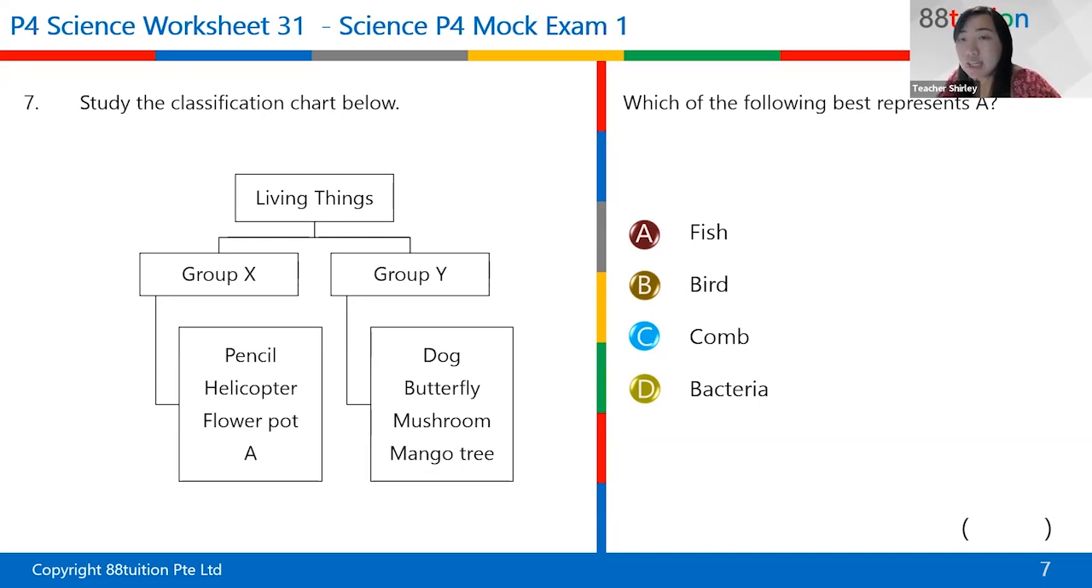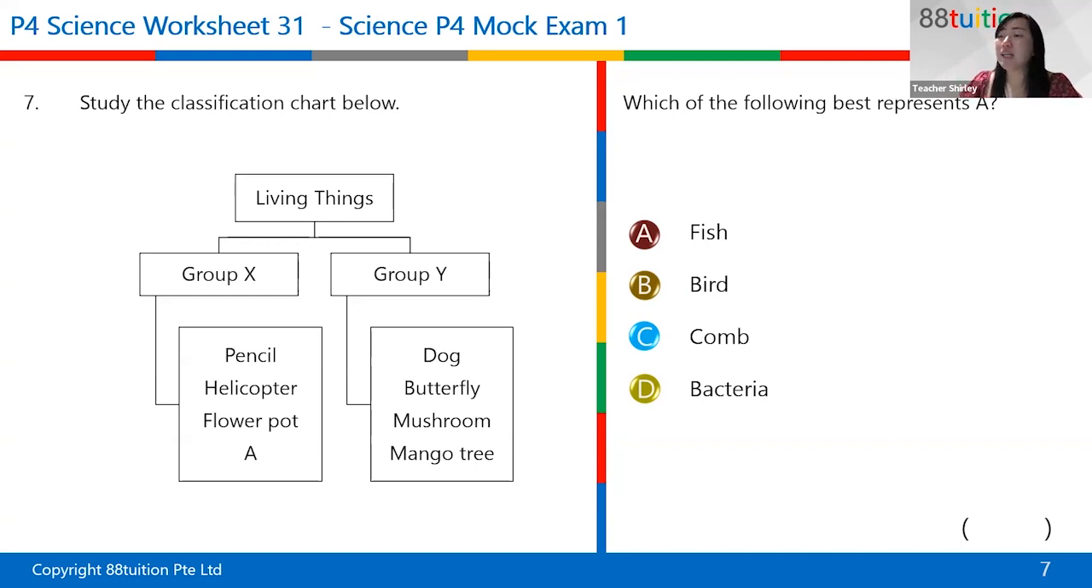So this question is actually on living versus non-living things. Same thing, it is a P3 topic, not too difficult. Basically, you need to know all the characteristics of living things. In fact, there are 4. One of them is that living things can reproduce. One is that living things can respond to changes. Living things need air, food, and water to survive. And living things can grow. Okay, so there are 4 characteristics of living things.